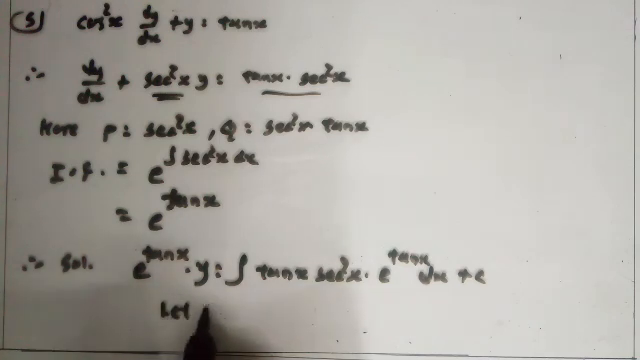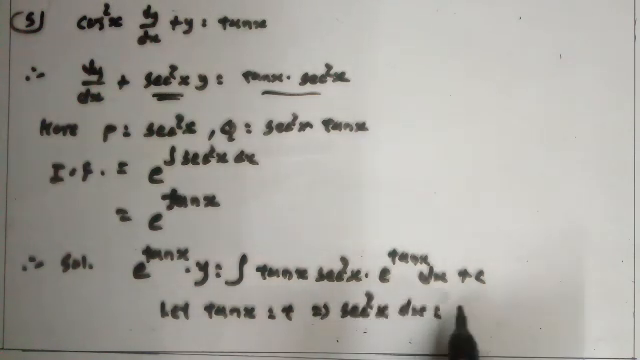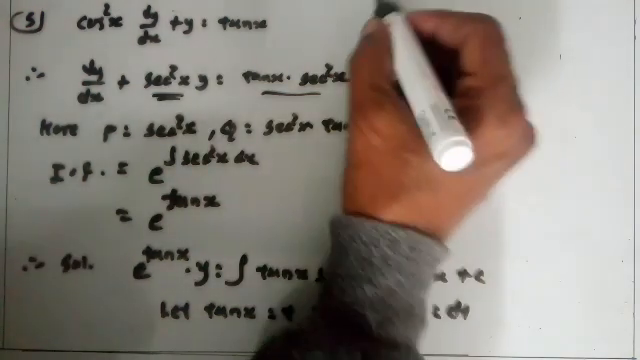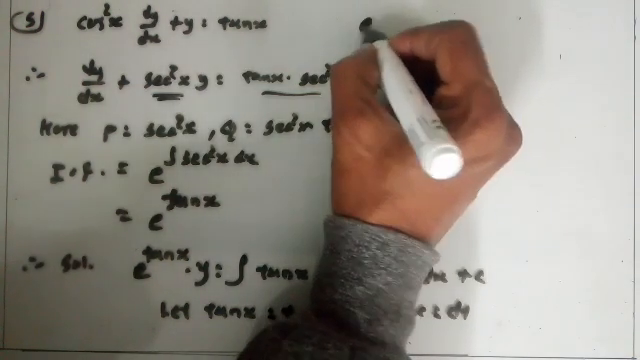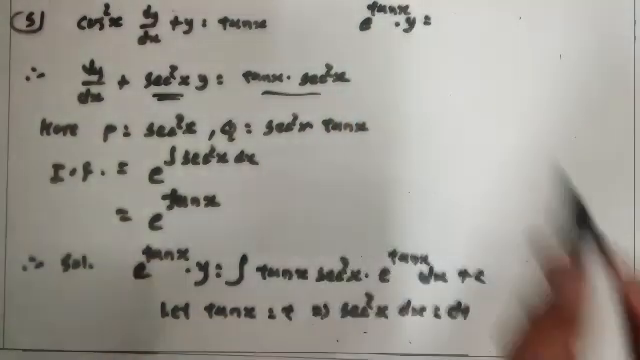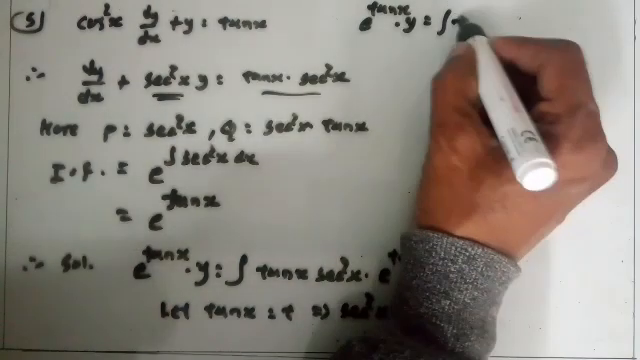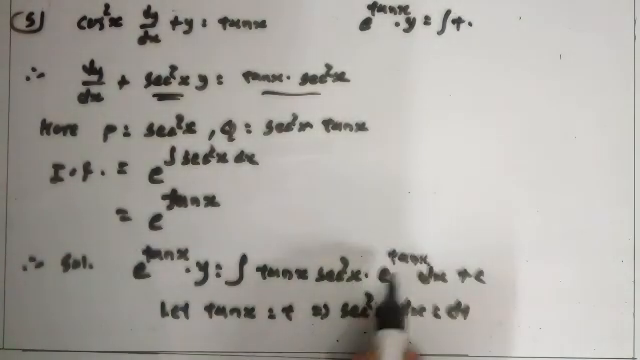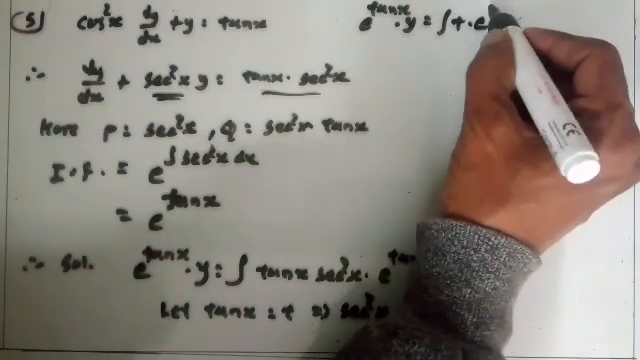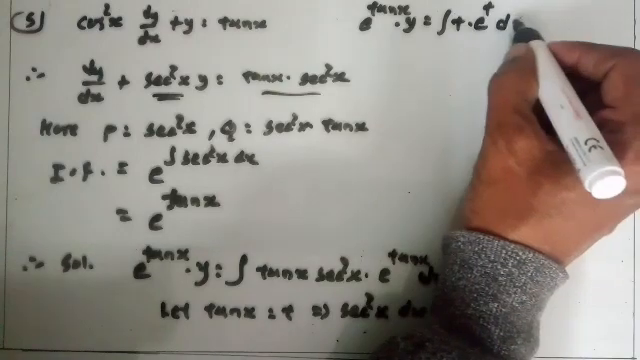Let 10x is equal to t. This implies sec square x dx is equal to dt. So this solution becomes e raised to 10x into y is equal to the integral of t into e raised to 10x, that is e raised to t, sec square x dx is equal to dt, plus a c.